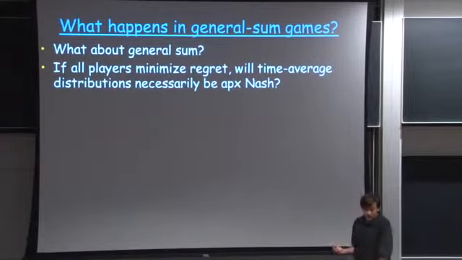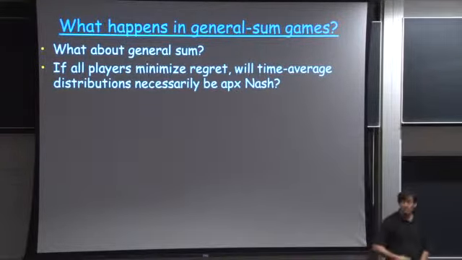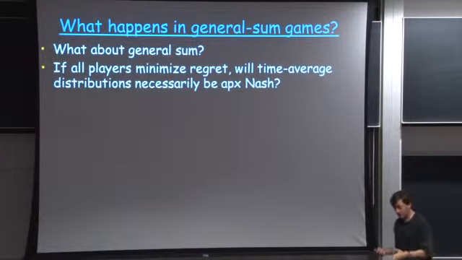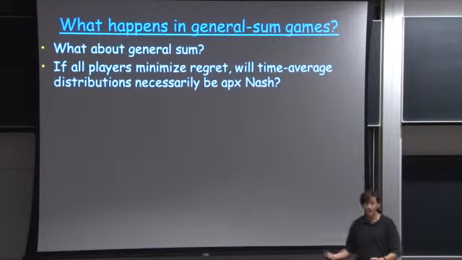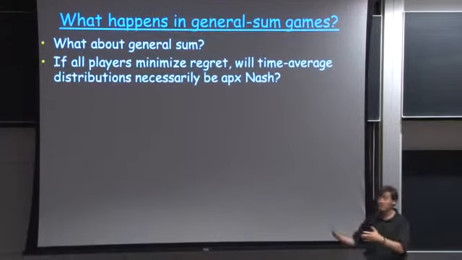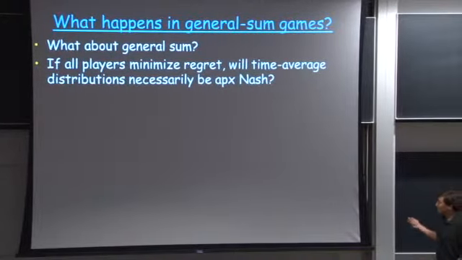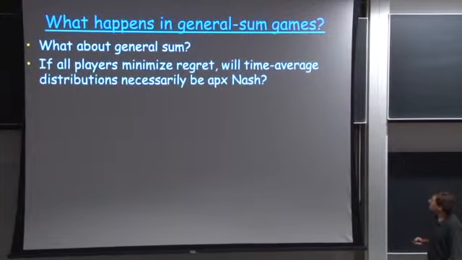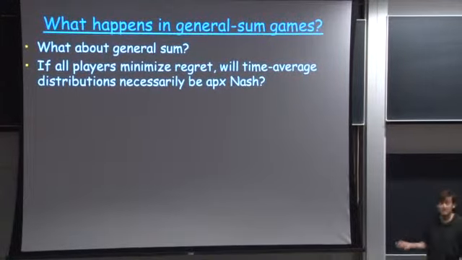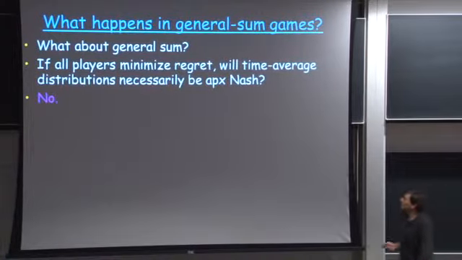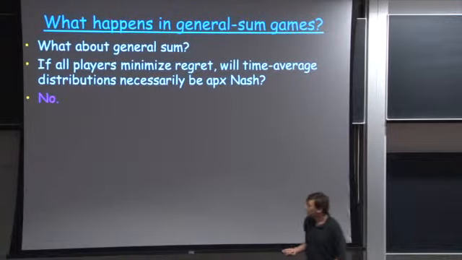Say you have a general sum game, maybe you have two players, maybe you have a bunch of players. Maybe every day people pick a path driving to work, and how much time it takes me to get to work depends on the path that you pick and everyone else picks and so forth. So if all players minimize regret in a general game, you might ask, will the time average distributions necessarily be approximate Nash equilibrium? And the answer is no.